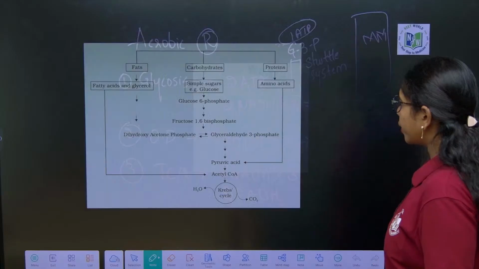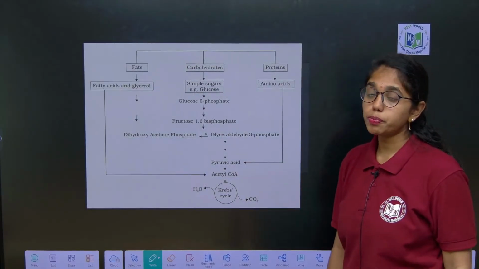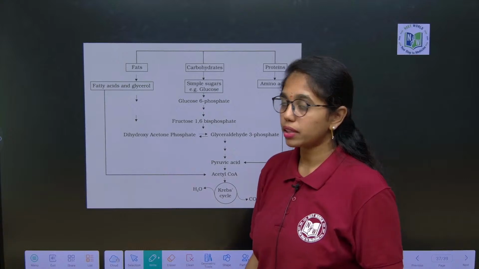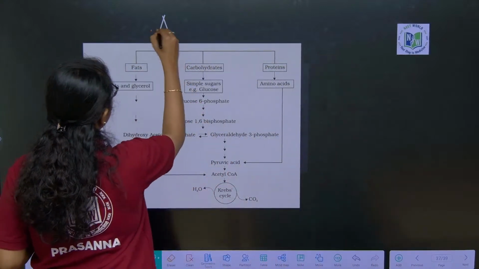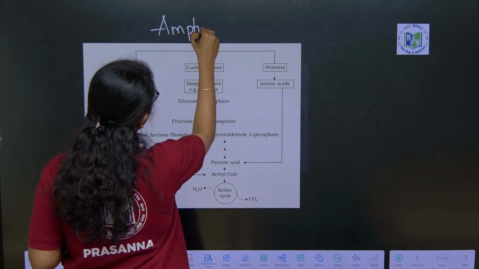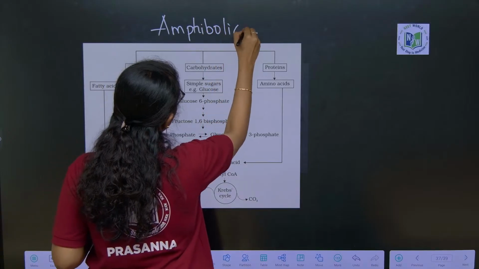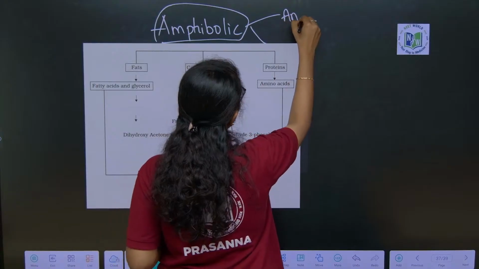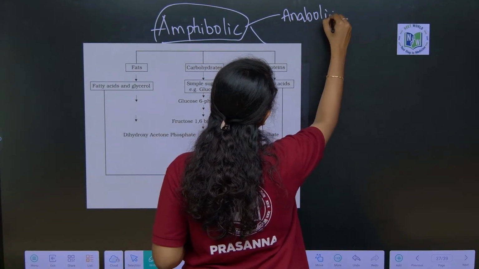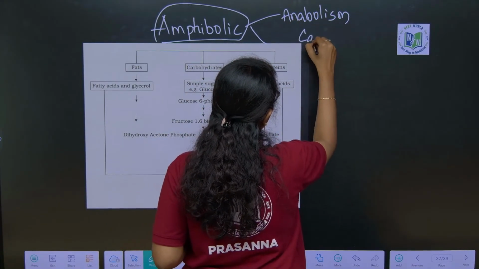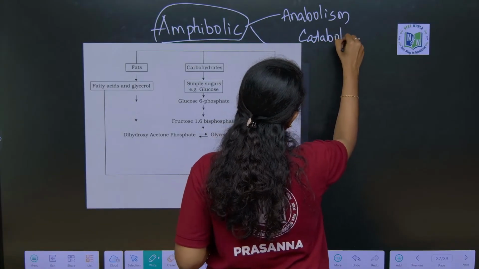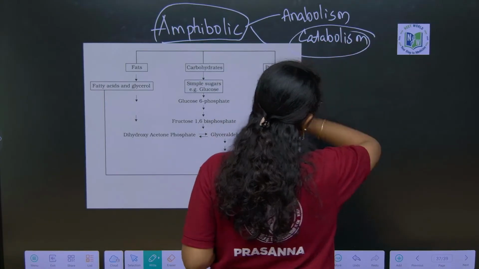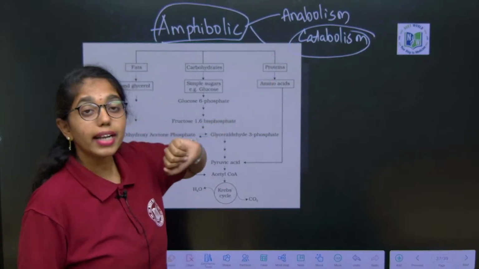And now if you look into the amphibolic pathway, respiration is said to be an amphibolic pathway because it involves both anabolism and catabolism. Catabolism, respiration is the catabolism, that we all know. How is it involved in anabolism?